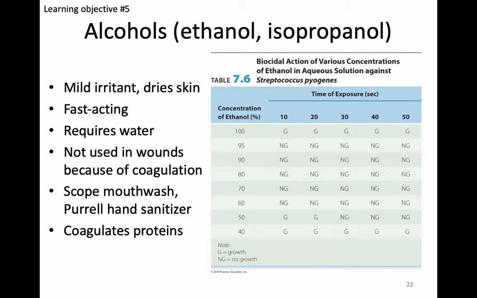Alcohols are very commonly used, and the point I'll show you from this table is that at 100% concentration, alcohols will allow growth. In this table, G stands for growth. No matter what the time of exposure, at 100% concentration, we have growth of microorganisms. So alcohol must be diluted with water in order to be effective. The concentration most commonly used is 70%. You can see at 70% alcohol, 30% water mixture, we have no growth of microbes at any of the times of exposure.